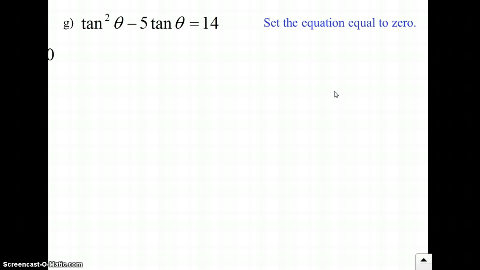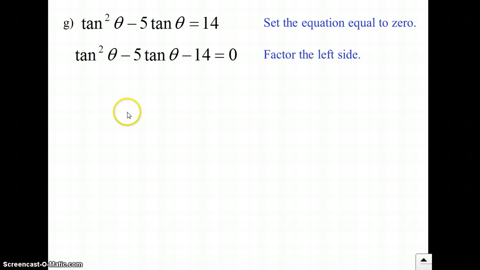If I look at one more real tough one, tangent squared theta minus 5 tangent theta equals 14. Well, this is a lot like a quadratic equation. It's degree 2. Looks like there's 3 terms, so if I set it equal to 0, it looks like this. Well, that looks a lot like a trinomial that I might be able to factor. So I'm going to factor the left side of this equation.